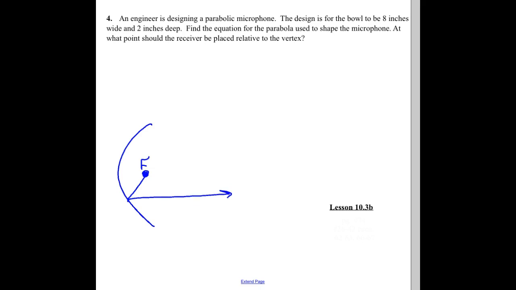So if you put a light bulb at the focus, all of that light is going to bounce off the mirror and go straight out. That's how all the light shines ahead of you.